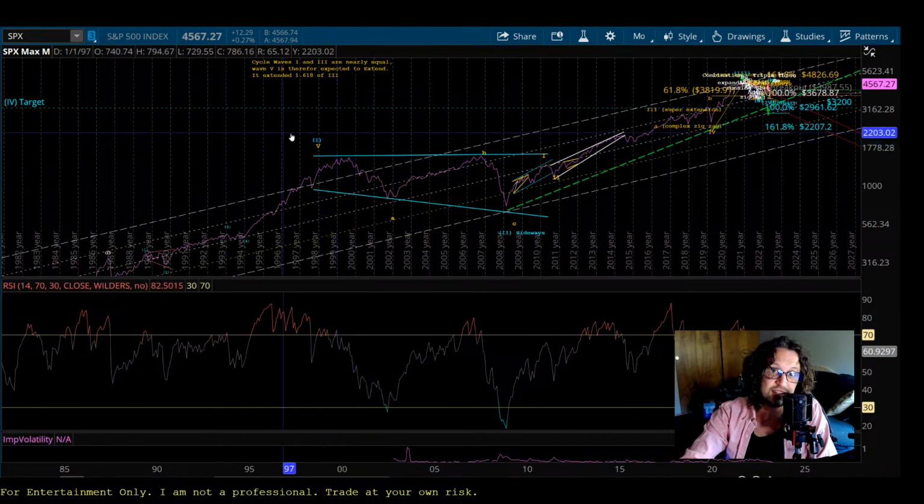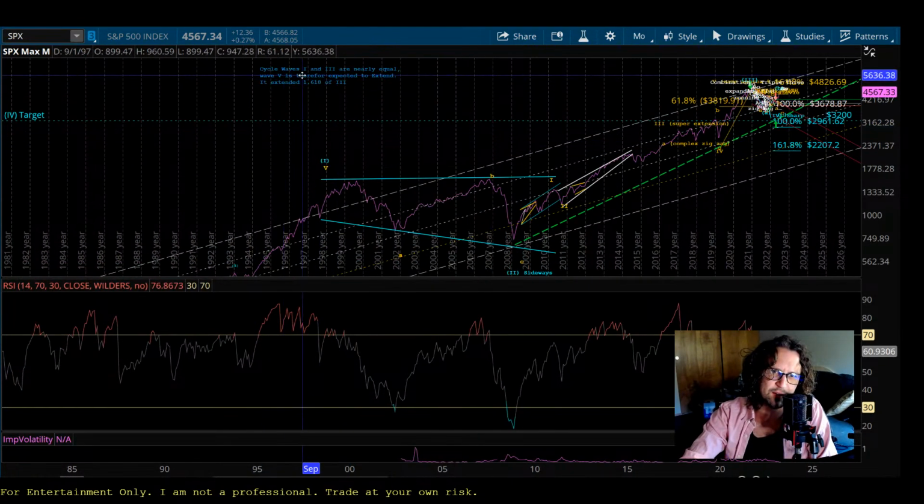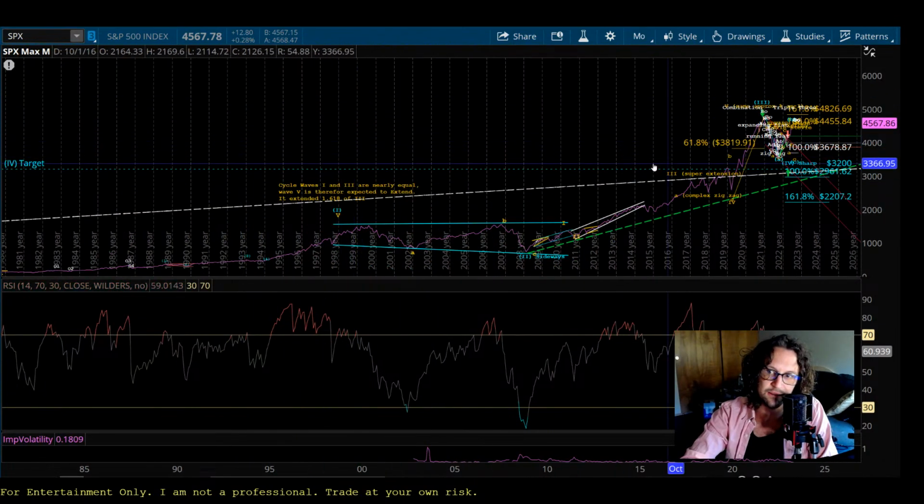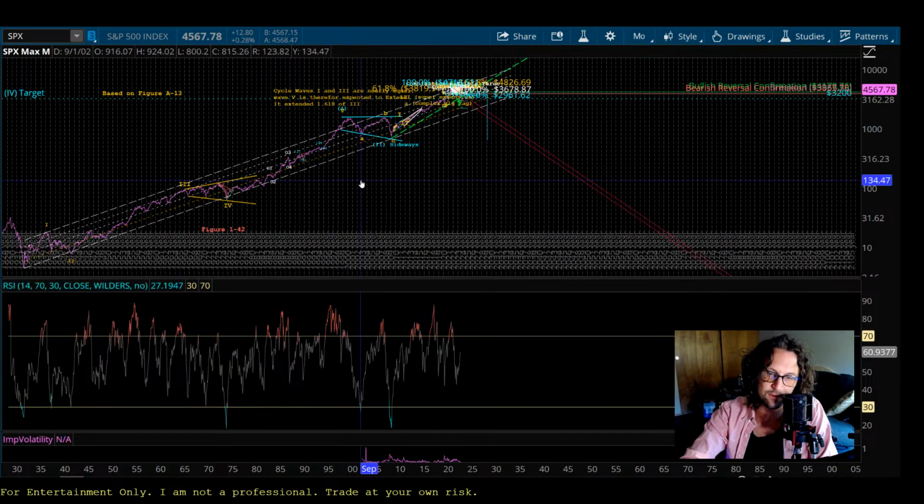Oh, and this is a, let's see here. Cycle waves 1 and 3 at the cycle degree are nearly equal. Wave 5 is therefore expected to extend. It extended 1.618 of 3. Okay, this is why I drew it like that. There are some Elliott wave tendencies that would assert that.